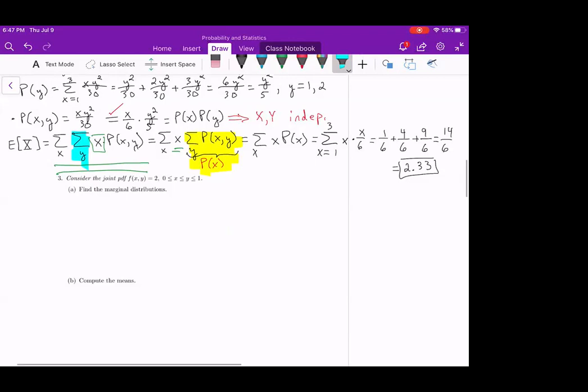So let's go and start that. Let's take the marginal distribution of x, which means we need to integrate out which variable? The what?